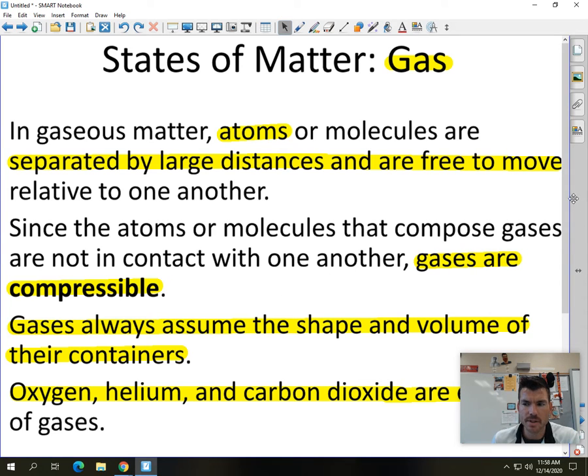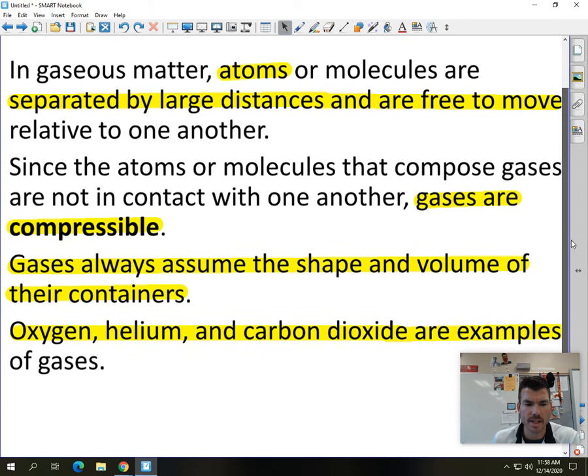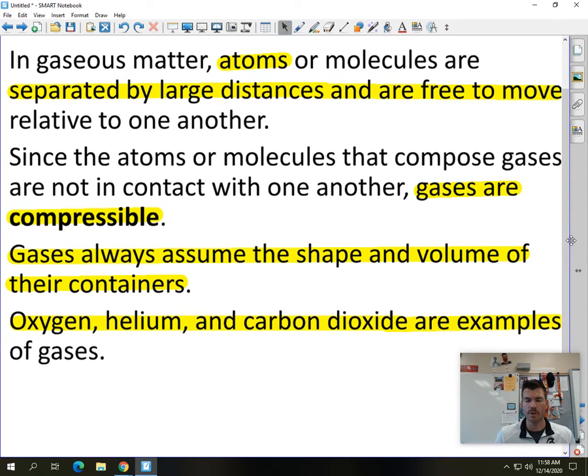And gases always assume the shape and volume of their containers. So just like liquids, whatever you put a gas into, it's going to take the shape of that container, but it's also going to have the volume of that container. And of course, just think of all the gases on the periodic table. There's a couple, oxygen and helium, but also it can be a gas if it's a compound like carbon dioxide.